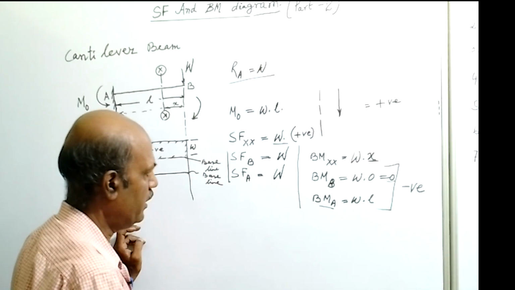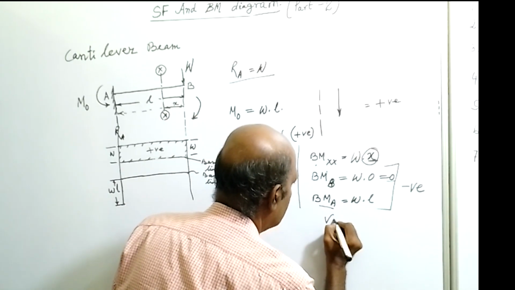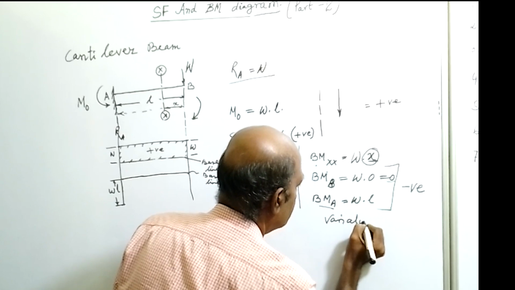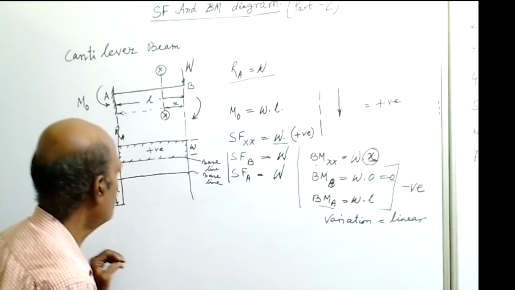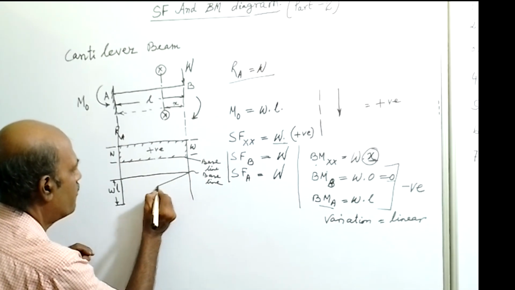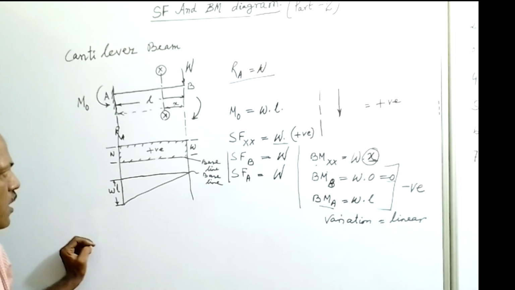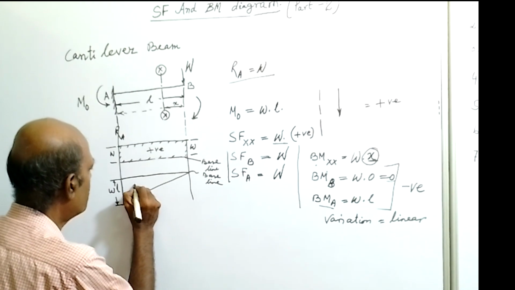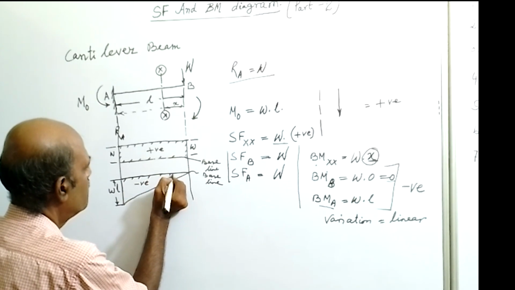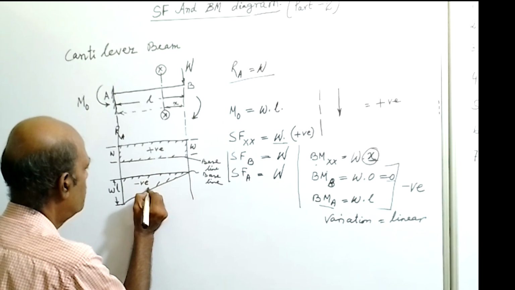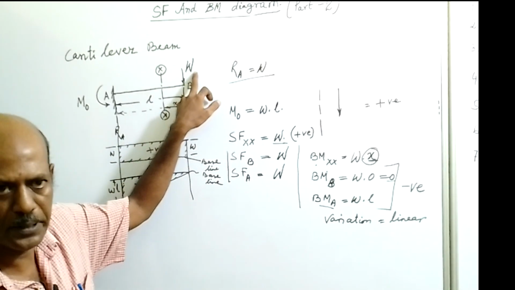Now we will see the variation. Bending moment at a section varies with x. So variation is linear. Linear means straight line variation. So we will draw a straight line from the free end to the fixed end. So this will be the bending moment diagram, and as the diagram is negative, we will put here negative and put the hatching mark. Okay, this is all about the bending moment diagram for this type of loading.